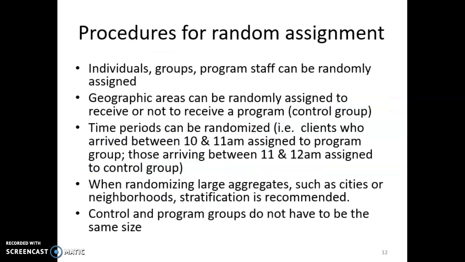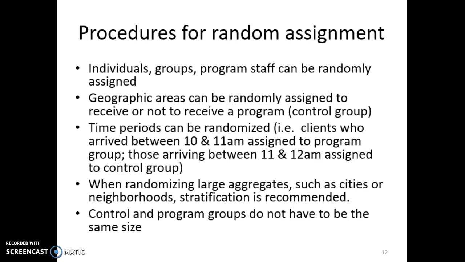So far, we have heard a lot about the importance of random assignment of subjects to different groups. Not only individuals can be assigned, but so can groups, such as elementary school classes, for example, or program staff. Geographic areas can also be randomly assigned to treatment or control groups. Time periods can be randomized as well.